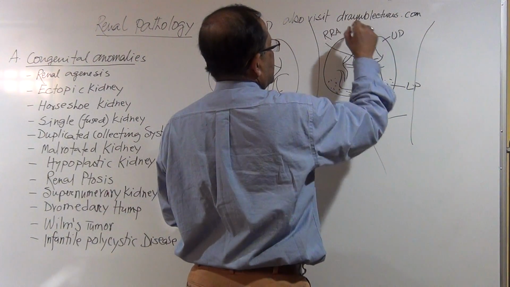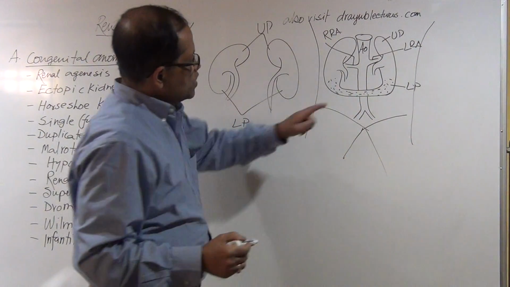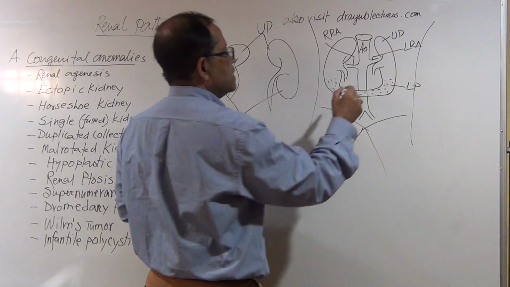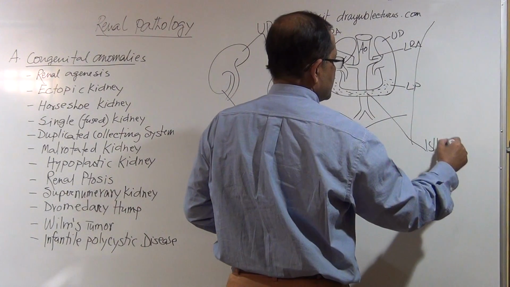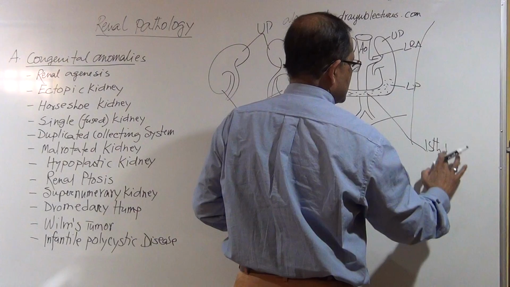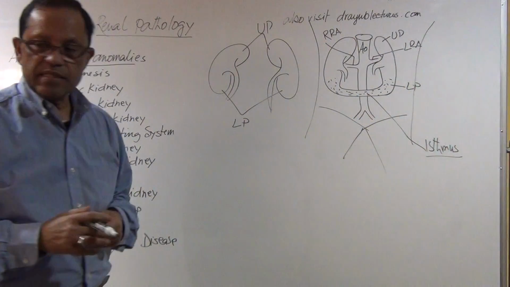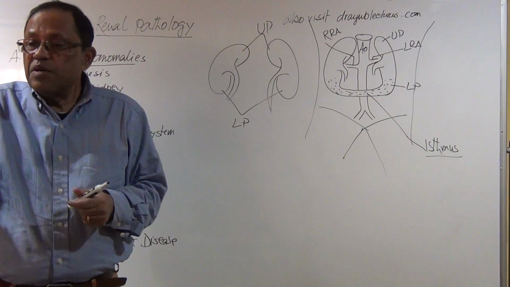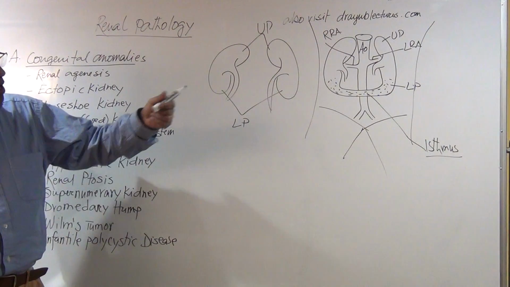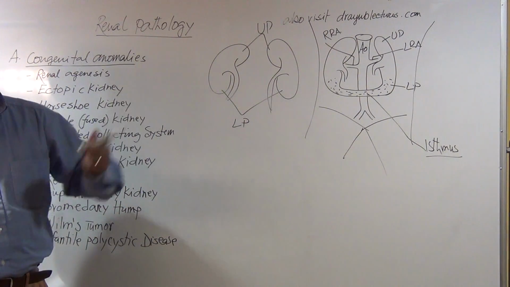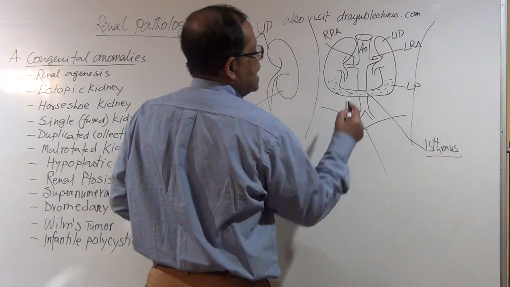This is the right renal artery, and this is the left renal artery. So now this is called the isthmus. This isthmus is nothing but the renal functioning tissue. Renal functioning tissue, which tissue? Cortical or sinus? Cortical. And cortical looks hypoechoic.